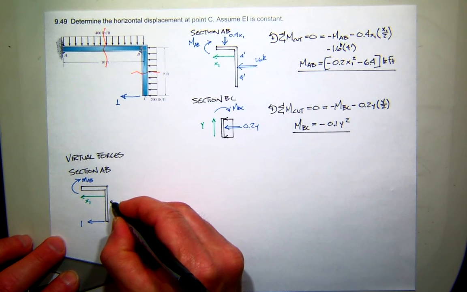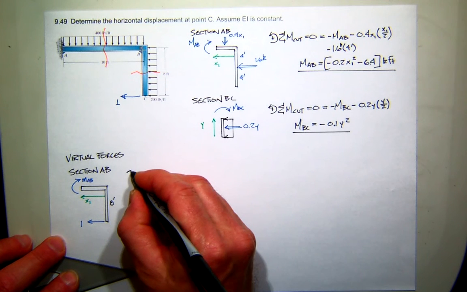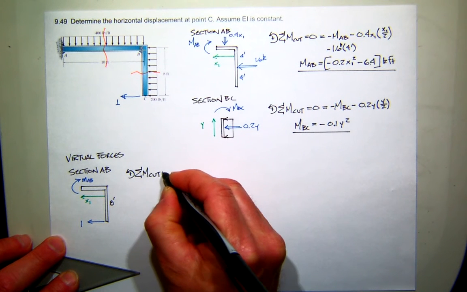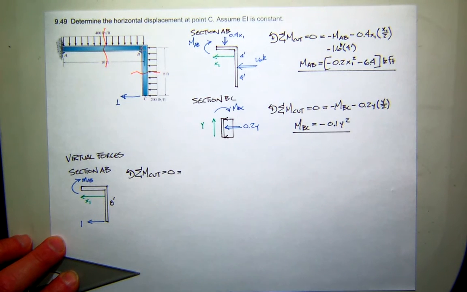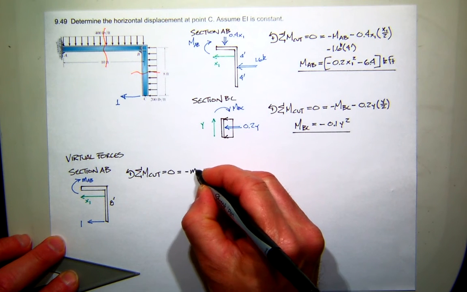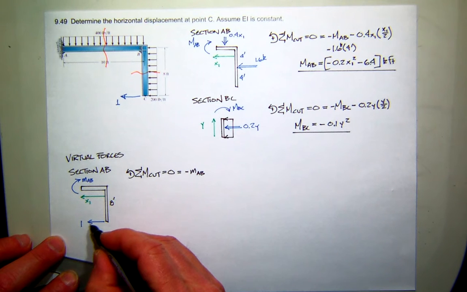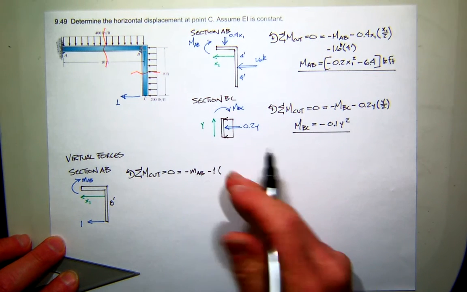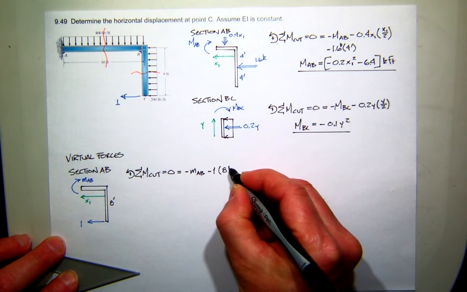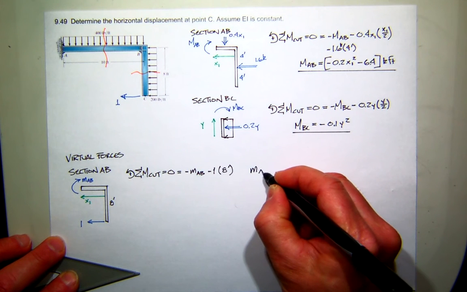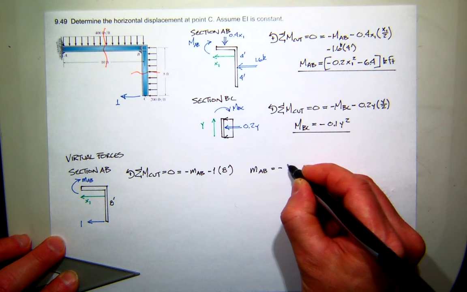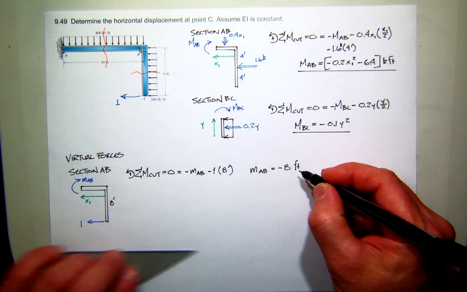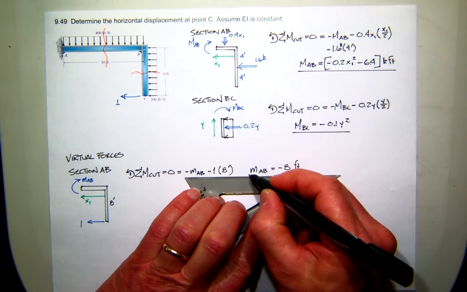This total distance here is 8 feet. So now when I sum moments using right-hand rule at my cut section, make sure they're in equilibrium. What do I have? Well, I've got my internal moment, which is negative, and this virtual force of 1 also creates negative moment with a moment arm of 8 feet. So it looks like the virtual moment in AB is simply just negative 8. And it has these weird units, right? Just kind of feet. Because we're assuming the virtual force is dimensionless.